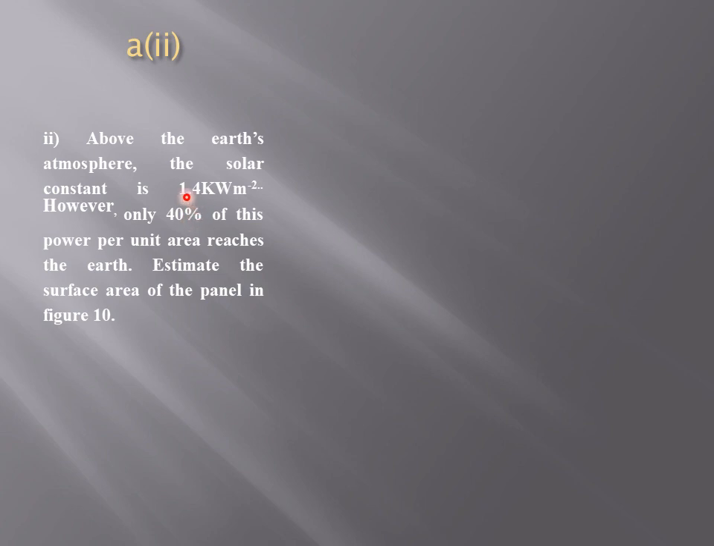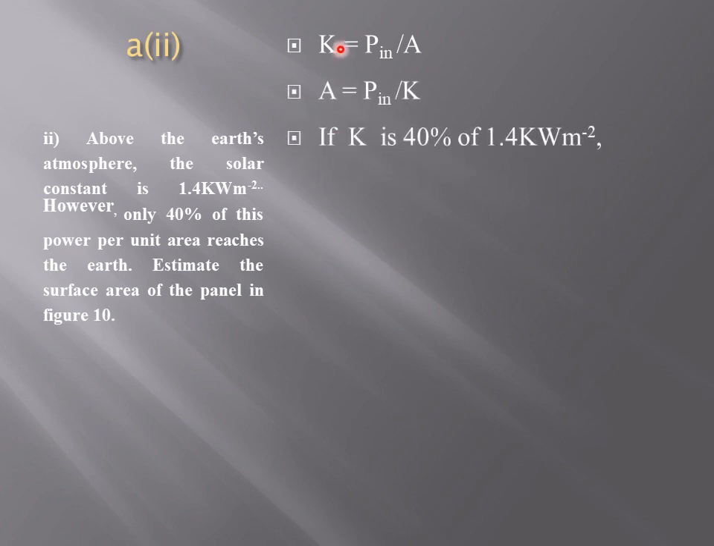It means that only 40% of this 1.4 kilowatts per meter square reaches the panel. That is what we should have at the back of our minds. So we know that the solar constant is equal to power input divided by the area, and therefore the area is equal to the power input divided by the solar constant. But we have been told that only 40% of this quantity reaches the solar panel. So the solar constant value reaching the solar panel is only 40% of this. So we must calculate it.